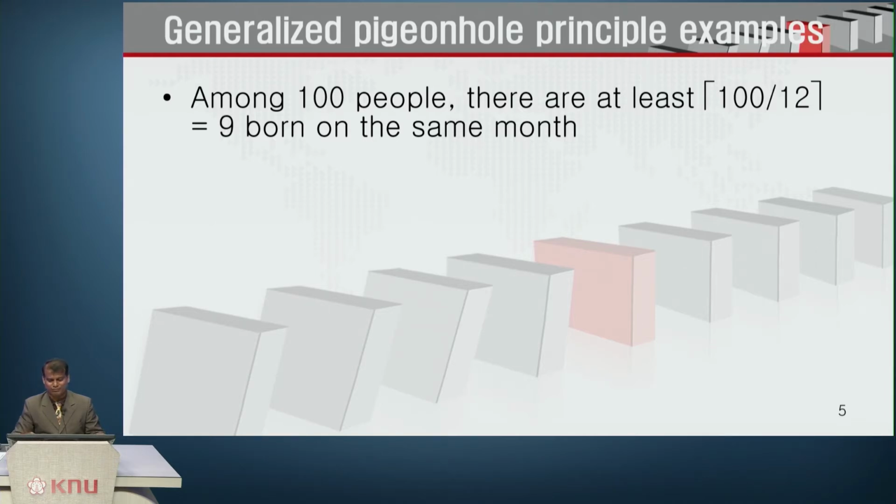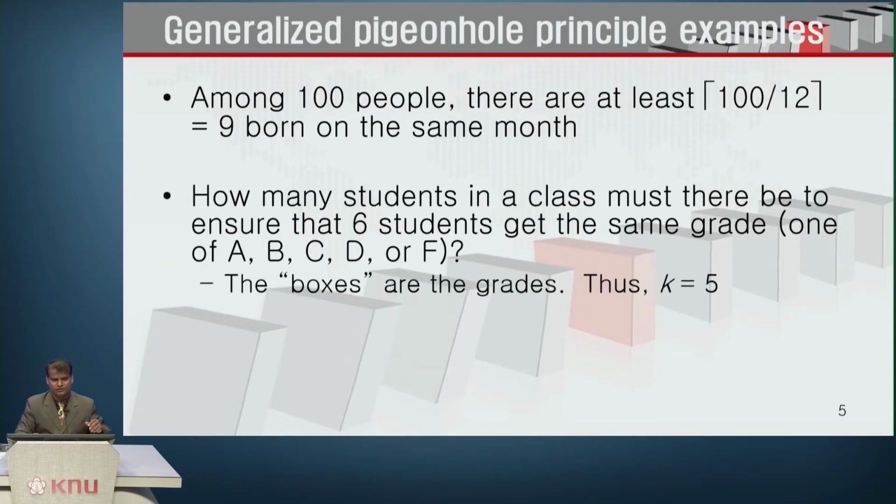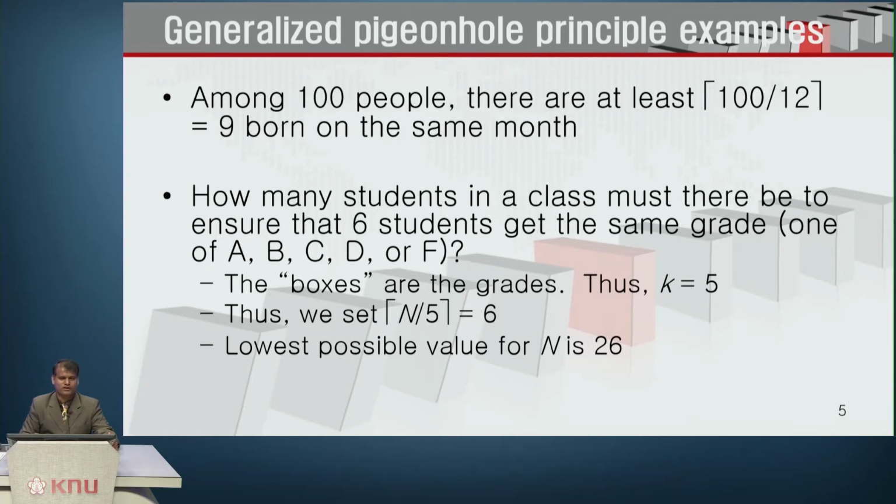Out of 100 people. So how many students must there be in a class to ensure 6 students get the same grade? 6 students must get the same grade. So you can think about the possible combinations which would yield 6 persons getting the same grade. You can think about the previous things, the boxes being grades. Let's say k equals 5, then ceiling of n by 5 is 6. So you are trying to find n, the number of students in the class. So that's the question: how many students must there be in a class so that you have 6 students getting the same grade? The lowest possibility for n is going to be 26, right? Because we are taking the ceiling here.